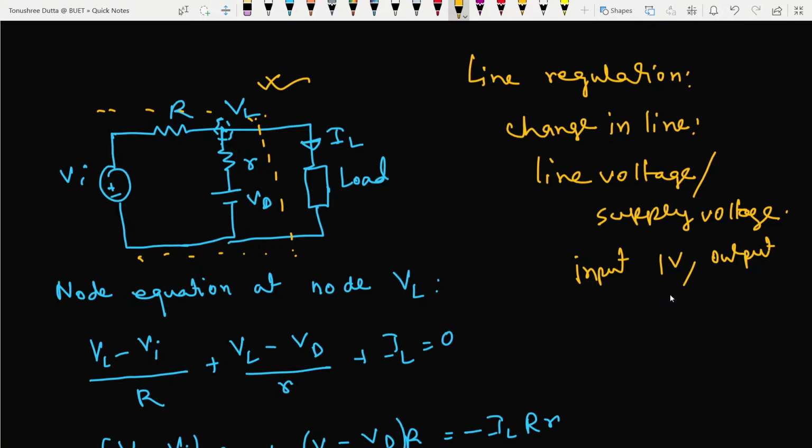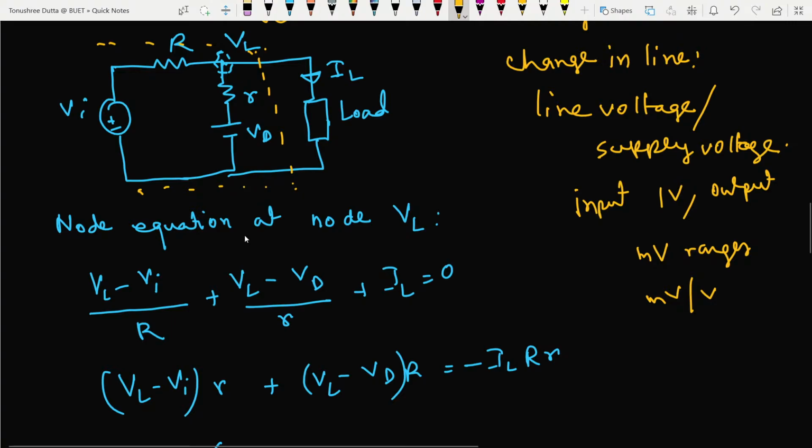Is it changing too much? If it is changing too much, then I can say that it's not doing a good job as a regulator, because it is supposed to keep the output at a certain level. But if it is a very low value, say in millivolt ranges, which is typically the values of the line regulation, millivolt per volt, we are going to see it ahead. Then we can say that the change in the output is in the millivolt range with respect to volt ranges. So it is actually working quite perfectly. Now we are going to see how this actually works.